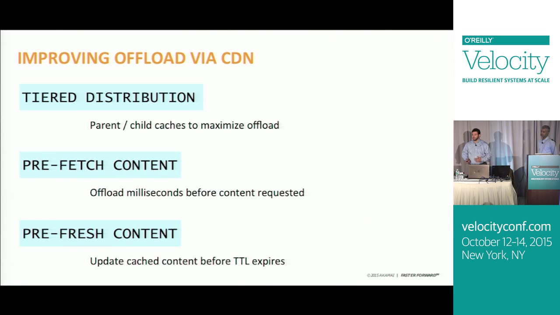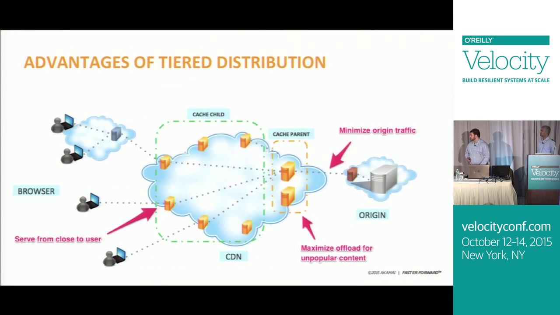And this was similar to what Rakesh mentioned before in terms of doing prefetching and using tier distribution. So what we've got here is the tier distribution is essentially using a parent and a child cache to maximize offload. So having multiple cache servers in line with the request. And then prefetching content is essentially offloading that content milliseconds before a request would be non-cacheable. And then prefreshing it is updating that cache content before the TTL expires.